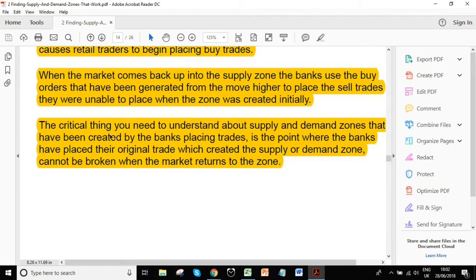The critical thing you need to understand about supply and demand zones that have been created by the banks placing trades is the point where the banks have placed the original trade, which created the supply and demand zone. It means it cannot be broken when the market returns to the zone.